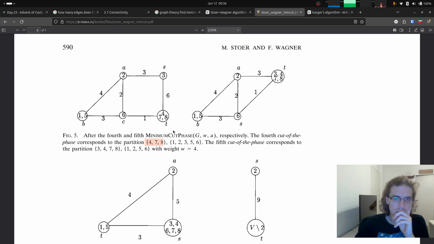4, 7, 8. Okay, so we end up again with, so it goes A, B, and C. Still, this is the mostly connected thing. Then S, and then T. So we sever this thing, still connected by 7.